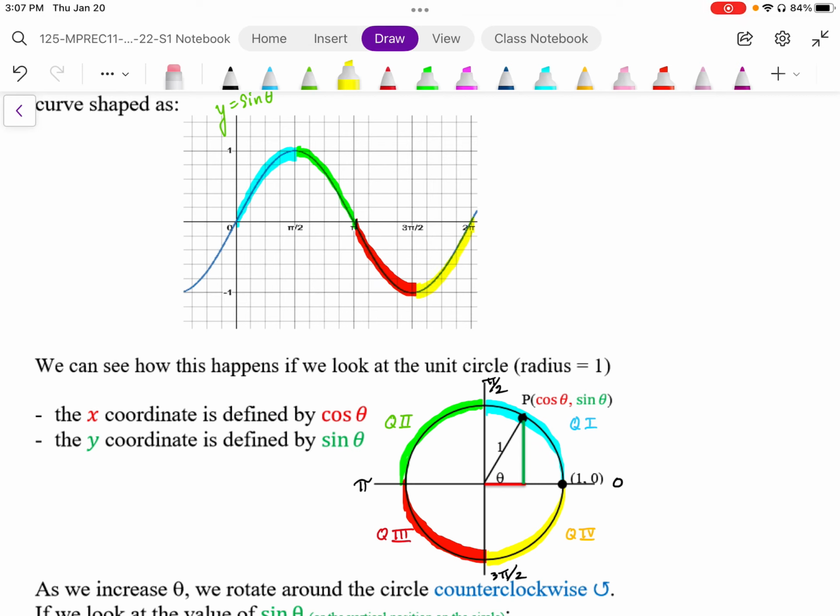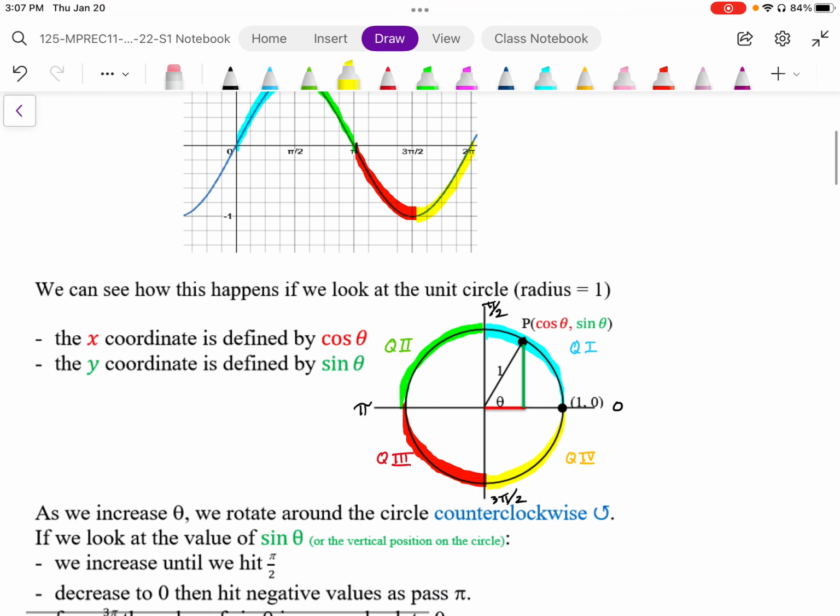And once we hit 0, it starts repeating itself. So this is what we call a cyclical function or a repeating function. Okay? And the repeating period is going to be 2 pi or 1 full circle.